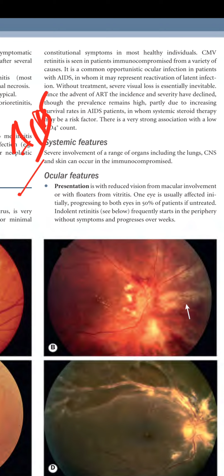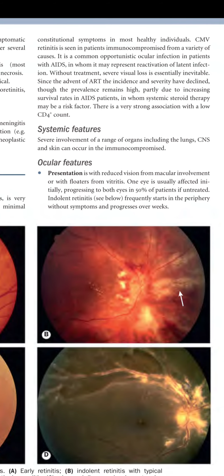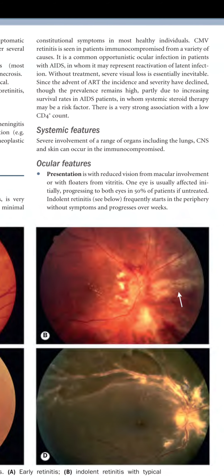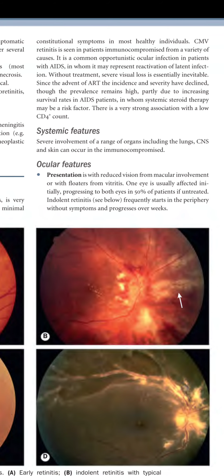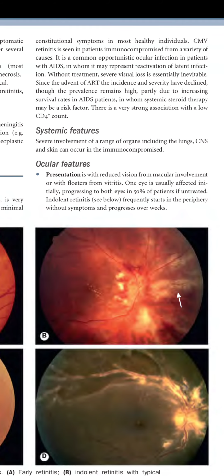Without treatment, severe visual loss is essentially inevitable. Since the advent of ART, the incidence and severity have declined, though prevalence remains high partly due to increasing survival rates in AIDS patients, in whom systemic steroid therapy may be a risk factor. There is a strong association with the low CD4 positive count. So what are the systemic features? Severe involvement of a range of organs including the lungs, CNS, and skin can occur in the immunocompromised.